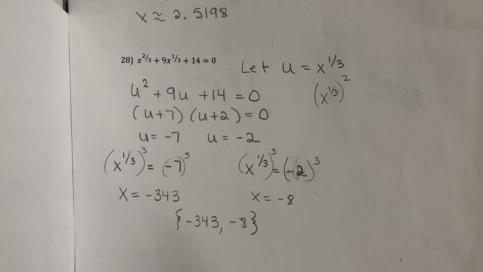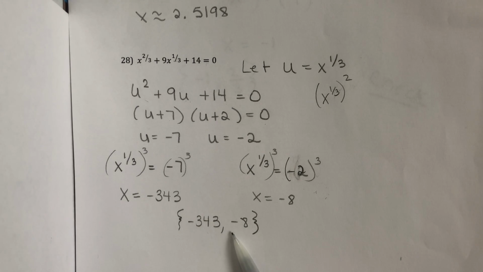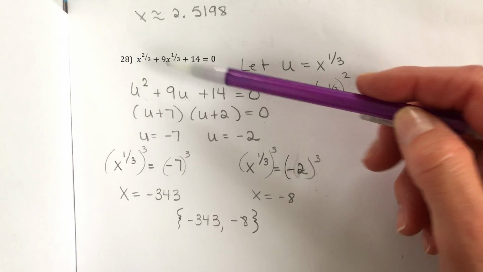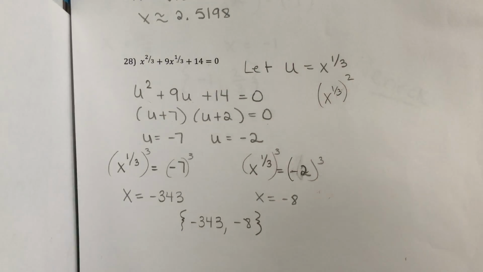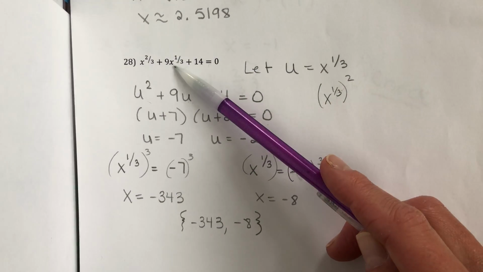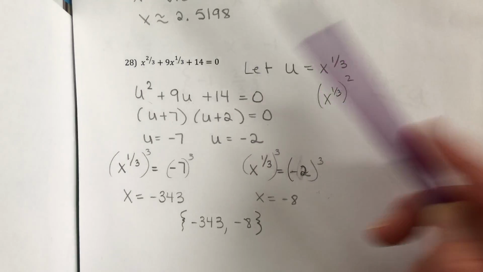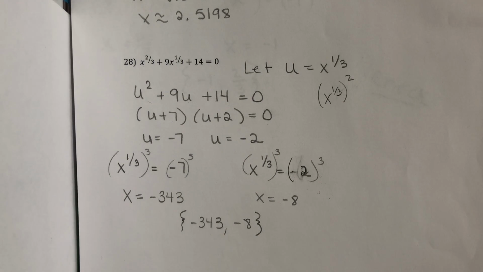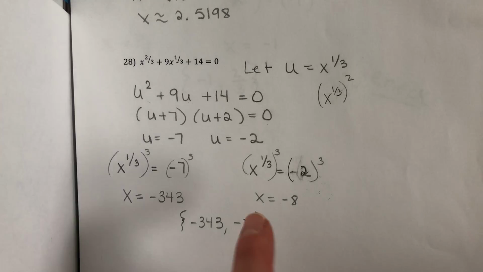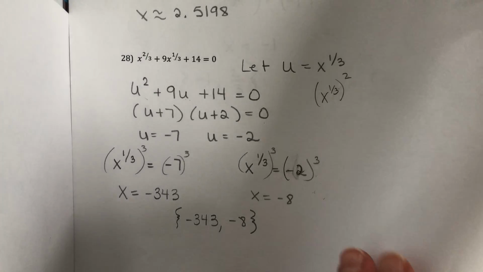And so when you go to check these, you can make your life simple and just use your calculator. Like just do -343 to the power of 2/3 plus 9 times -343 to the power of 1/3 plus 14. Make sure it equals 0. Okay. So let me show you another one of those, because again, those are the new thing really. That can be a little bit tricky.